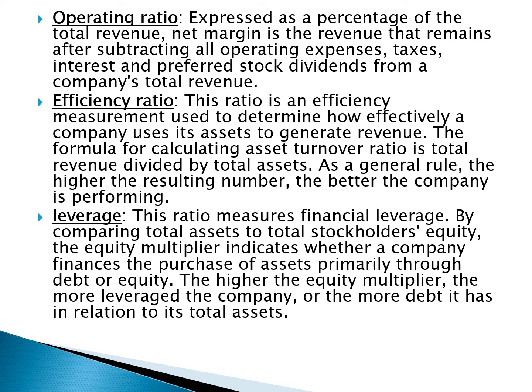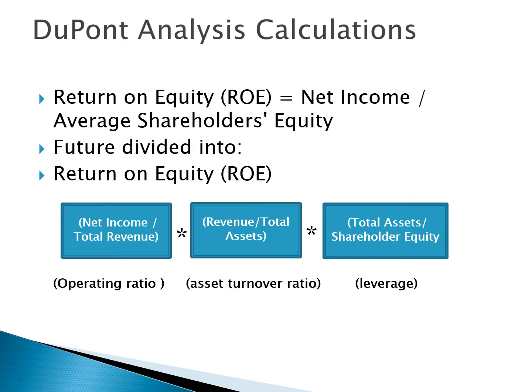Leverage. This ratio measures financial leverage by comparing total assets to total stockholders' equity. The equity multiplier indicates whether a company finances the purchases of assets primarily through debt or equity. The higher the equity multiplier, the more leverage the company has, or the more debt it has in relation to its total assets.